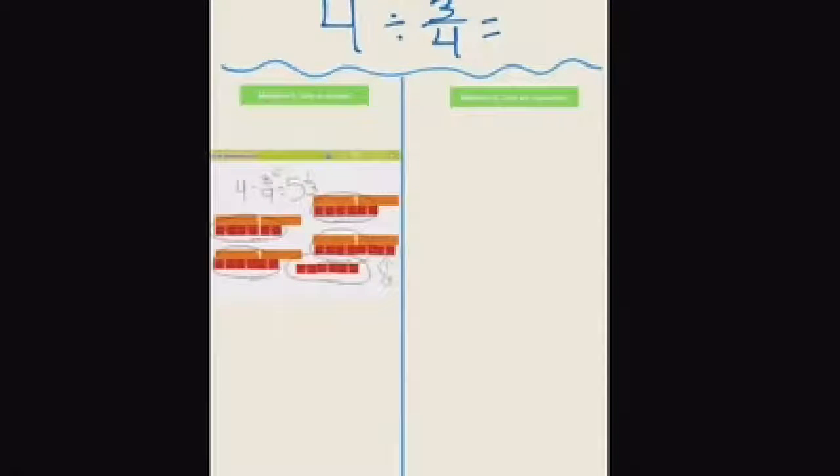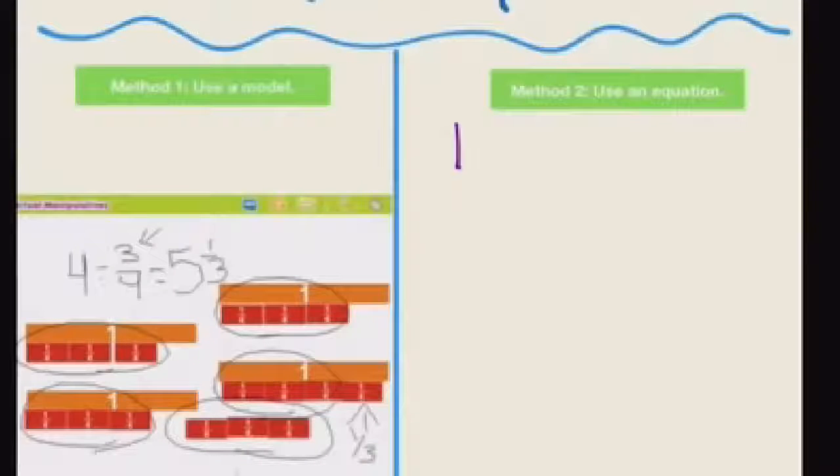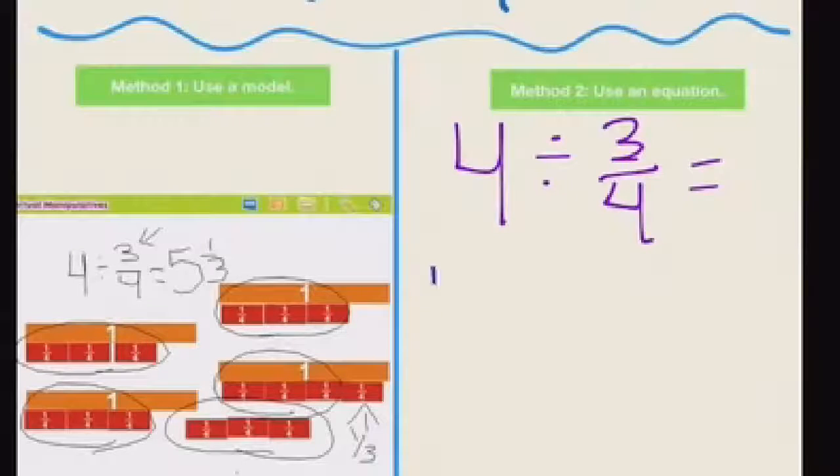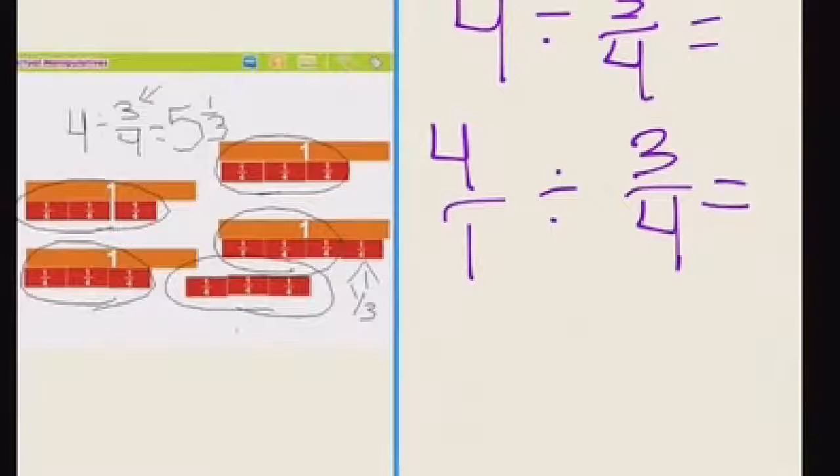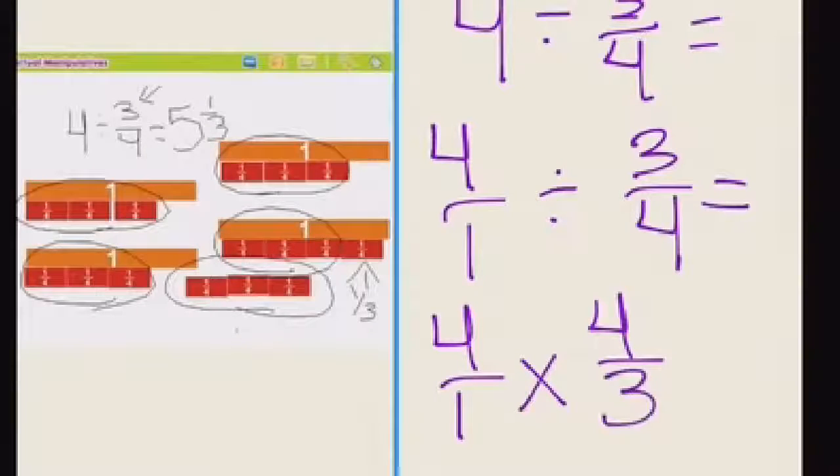And then let's try it using an equation. So again, we start with 4 divided by 3/4. We're going to take that whole number 4 and write it over 1. So we've got 4 divided by 3/4. Okay. We're going to take our first number and multiply it times the reciprocal of our second number. So 3/4 becomes 4/3.